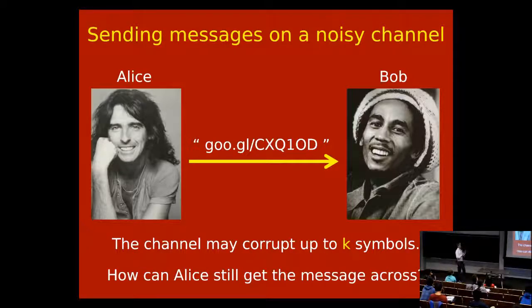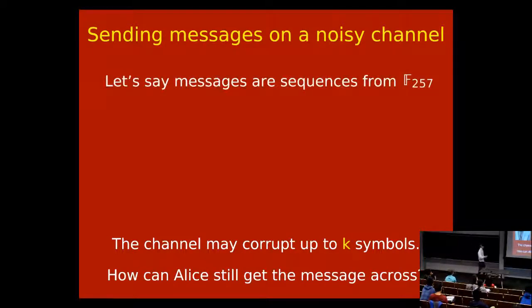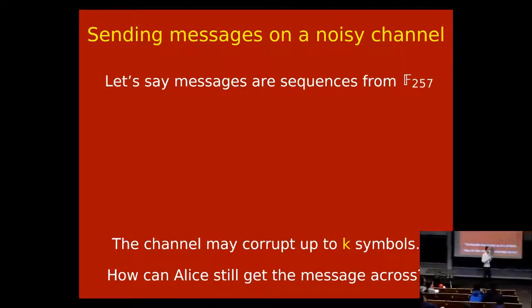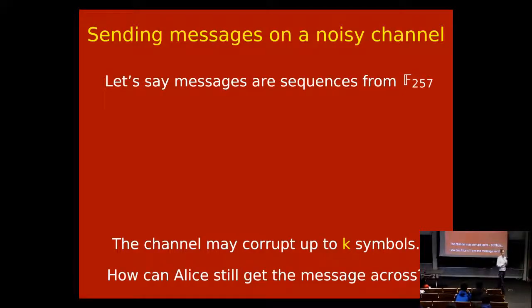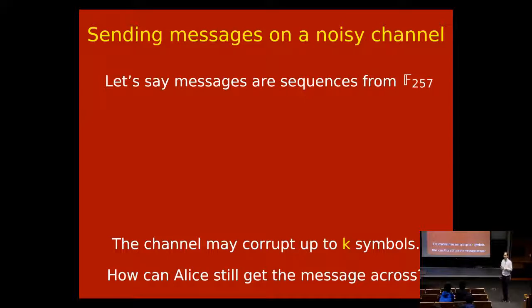And of course, she doesn't want to add too much redundancy, so she wants to be efficient about things. So let's say you're trying to send a message, which is a string, maybe a list of ASCII symbols. We're going to imagine that these bytes that you're trying to send are numbers between 1 and 257. 257 is a prime, which is why I chose it. Since 256 is a power of 2, there actually is a field of size 2 to the 8, but let's just stick with 257.